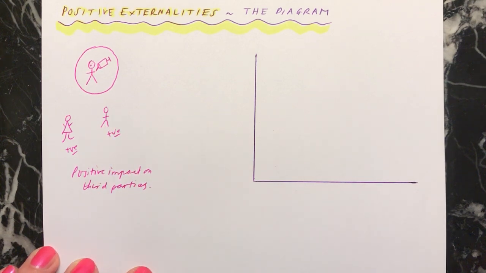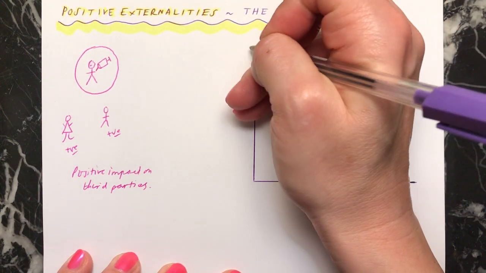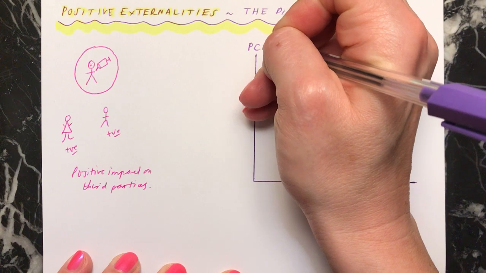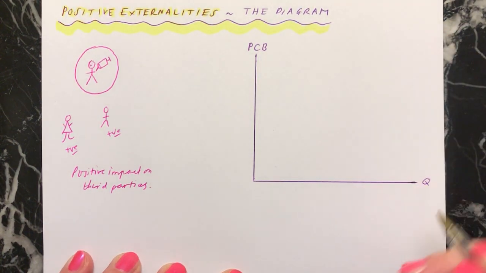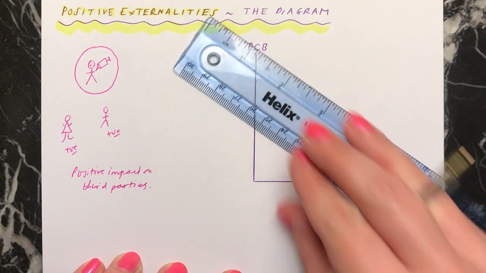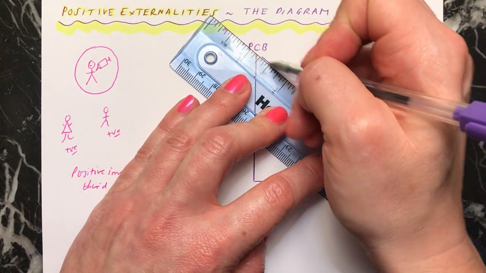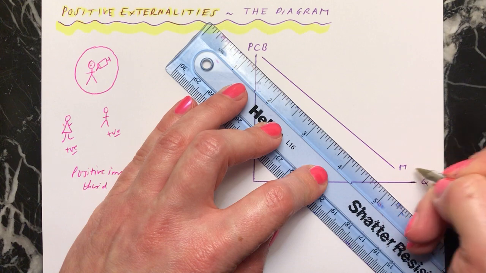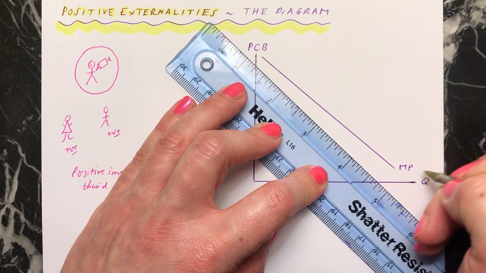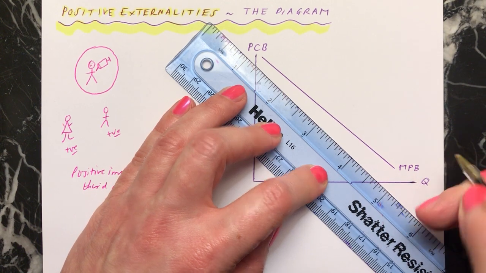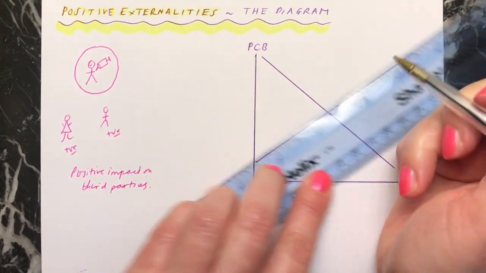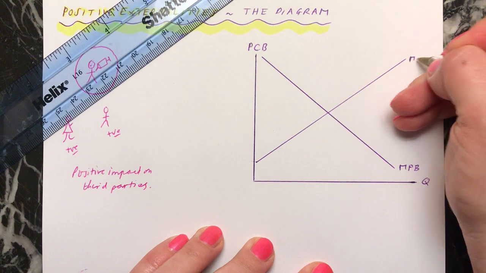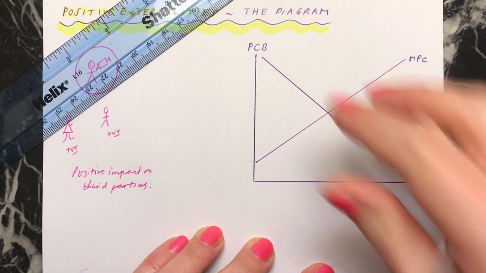And the way that you show this on the diagram, just like the negative externalities diagram, we need to label this price, costs, benefit. You don't need to write the full words, that's fine. And then quantity here. Remember that it's benefits at the bottom, and you always start inside the bubble. Marginal private benefits. The other curve is the cost curve. So this is marginal private costs.